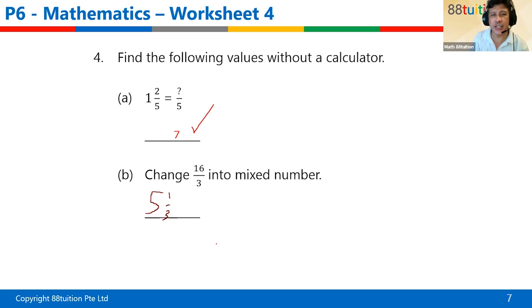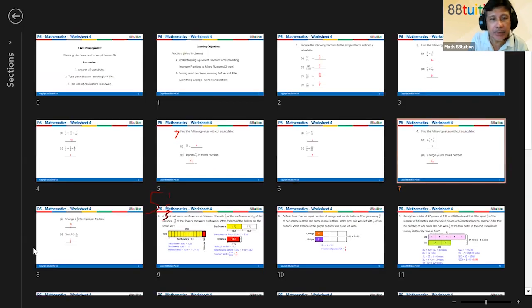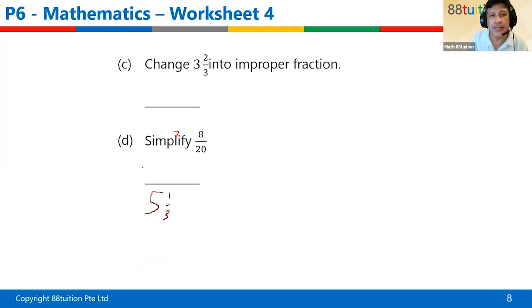Nabil has actually changed into a mixed number. So every 3 will form one whole. So 3, 6, 9, 12, 15. 5 wholes, leaving us with a 1, which is the remainder. So that will be 1/3. Well done, that is correct. Now we come to C and D. So we can have Jaden and Kylie. Maybe Jaden C, Kylie D.